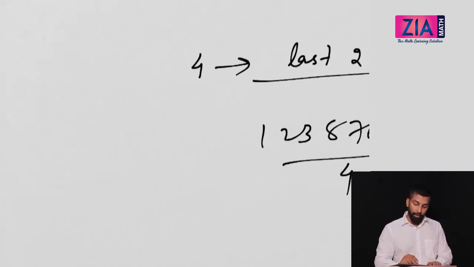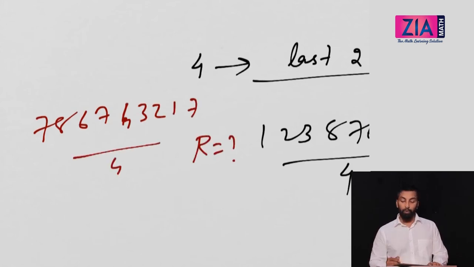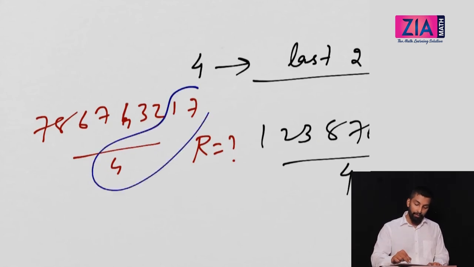But if I give you one more number, 7, 8, 6, 7, 4, 4, 3, 2, 1, 7, divided by 4, what is the remainder? What I'll do, I'll just take the last 2 digits and divide by 4. 1 is the remainder. Now, divisibility of 5, all of you know, right?